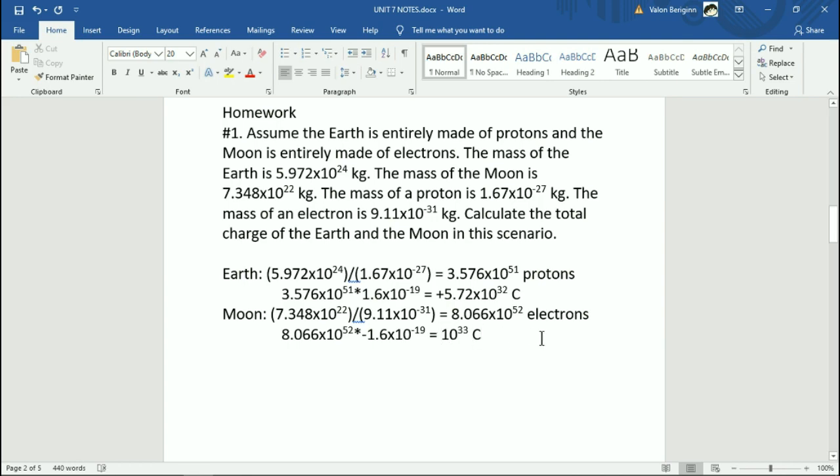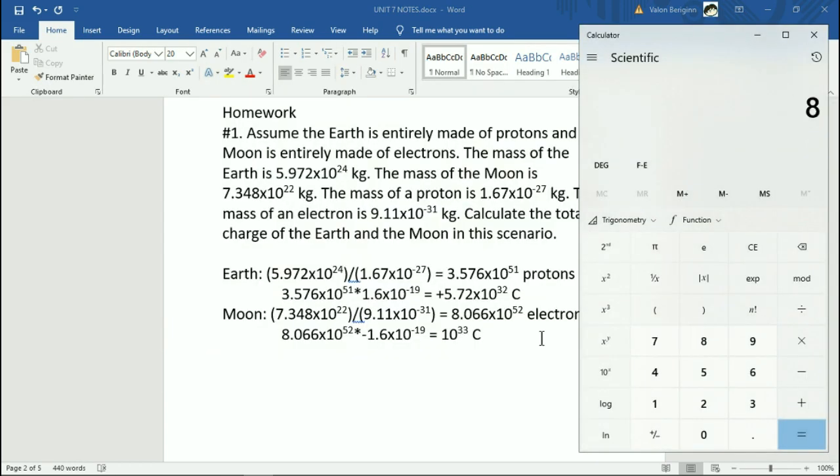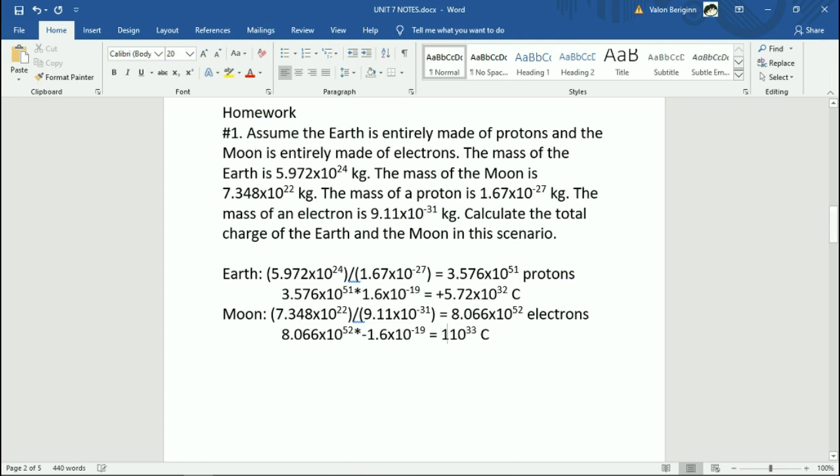And your number here is going to be 8.066 times 1.6. So I'll do negative 12. So it's 12 point negative, right? But now this again is not in correct scientific notation, so we want to change this to 1.29, which means this is going to become the 34. Okay, that's correct. This is correct, not 38.